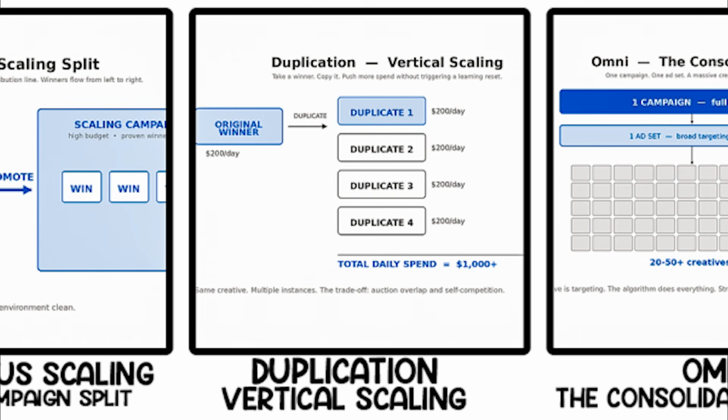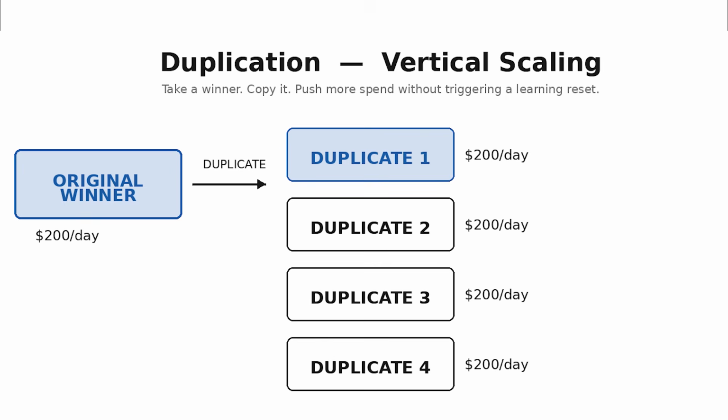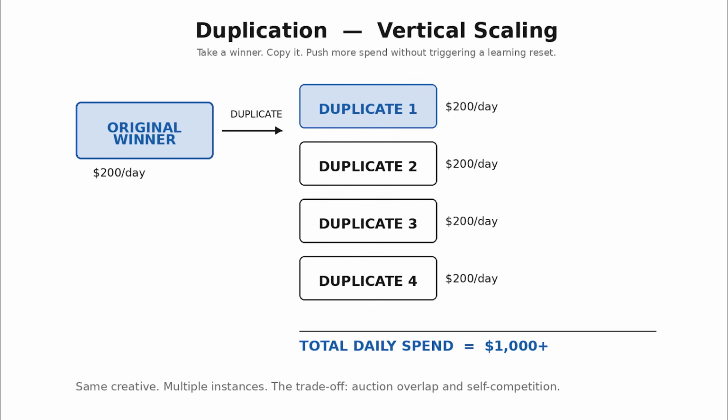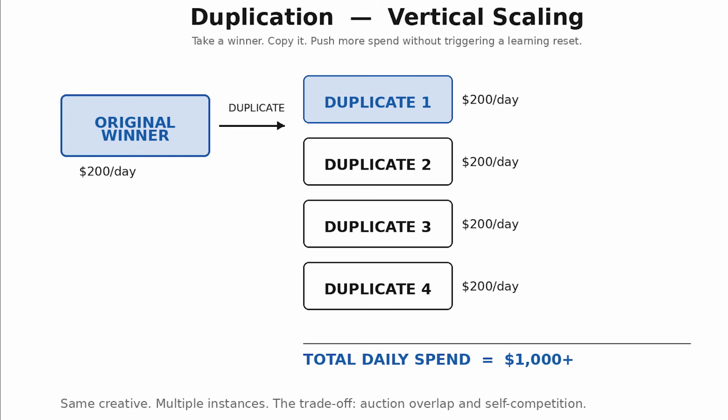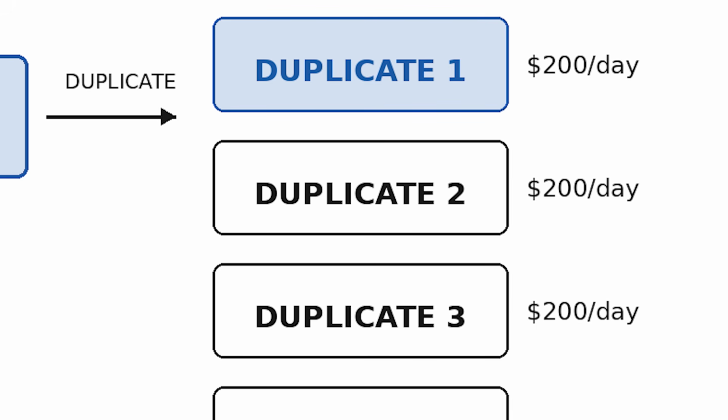Duplication, vertical scaling. Duplication is one of the oldest scaling tricks in the book, and it still works in 2026. Here's the play. You've got a winning ad set spending $200 a day and crushing it. You want to push more money through, but you've learned that big budget jumps reset the learning phase and tank performance for a week. So instead of doubling the budget on the existing ad set, you duplicate it.